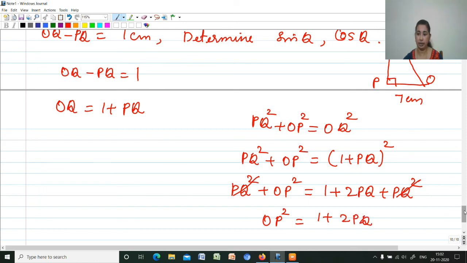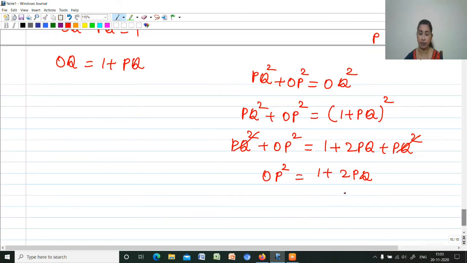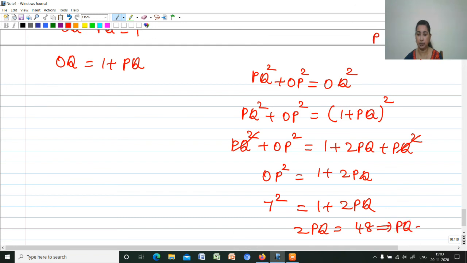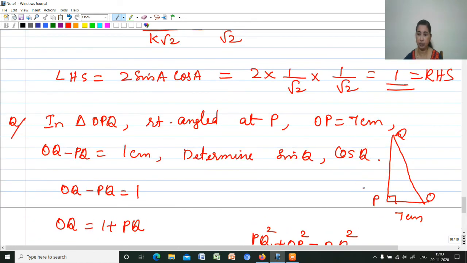And we are already having the result for OP. OP is given as 7. So how much will be PQ? Substituting here, 7 square is equal to 1 plus 2PQ, or 2PQ is equal to 49 minus 1, that is 48, or PQ is equal to 48 by 2, that is 24. So we got the length of PQ. This is 24. Now how much will be OQ? OQ we can find by substituting in this. OQ will be 1 plus PQ, 1 plus 24, that is 25.